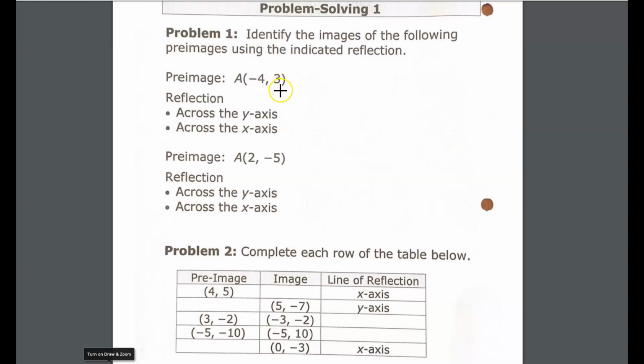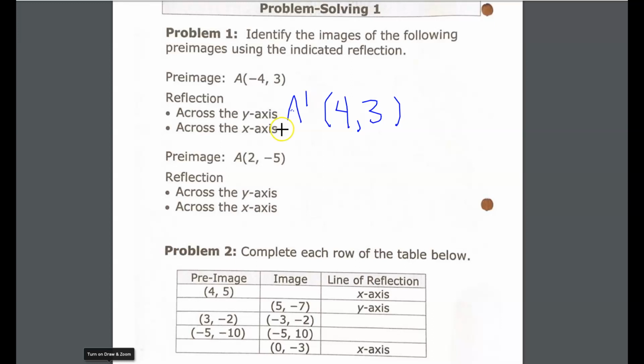Our original point right here is -4, 3. If we flip it over the y-axis, then our new point, A prime, will be, since we're flipping it over the y-axis, the y-coordinate stays the same. It'll be 3. But the x-coordinate becomes its opposite. So that'll be +4 instead of -4.